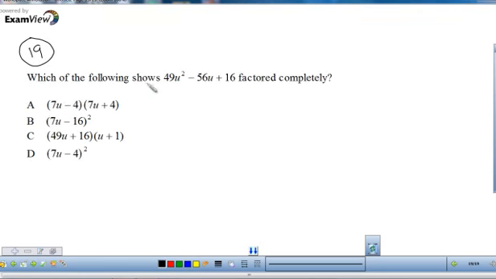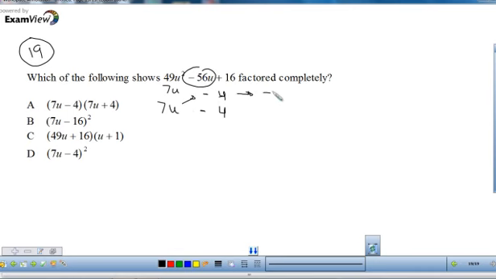Okay, so which one of the following shows 49u squared minus 56u plus 16 factored completely? So we're going to factor using guess and check. We need two numbers multiplied together that gives you 49u squared. So that's 7u and 7u. Two numbers multiplied together that gives you 16. Correct, 4 and 4. Since it's negative, both of them need to be negative.